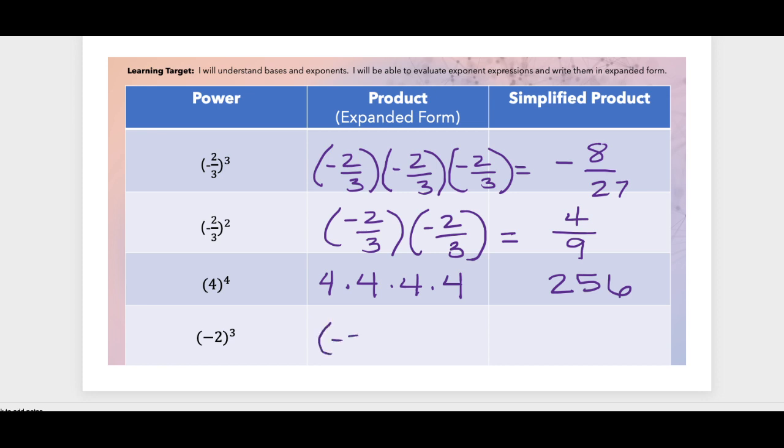Okay, last example, -2 to the 3rd power. The negative goes with the 2. So I'm multiplying -2 times itself 3 times. I already know my answer is going to be negative because I have an odd exponent of 3. -2 times -2 is +4, and +4 times -2 is -8. So my simplified product would be -8. So remember, this column in the middle is what you call expanded form, and then the last column is where we have evaluated it or solved it to get a simplified product.